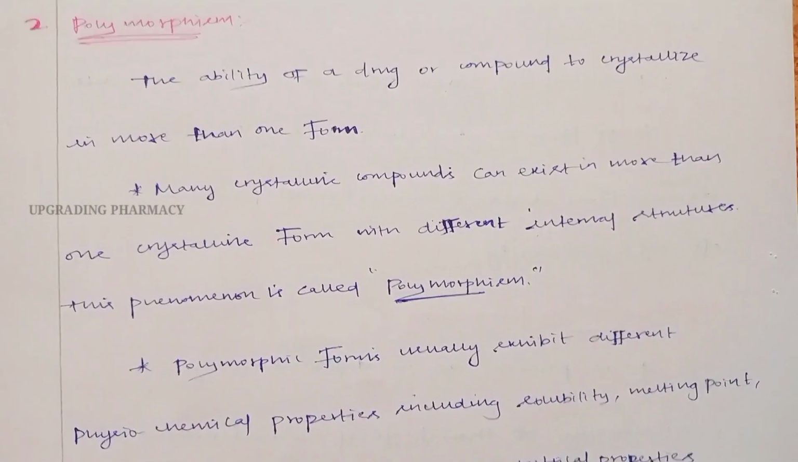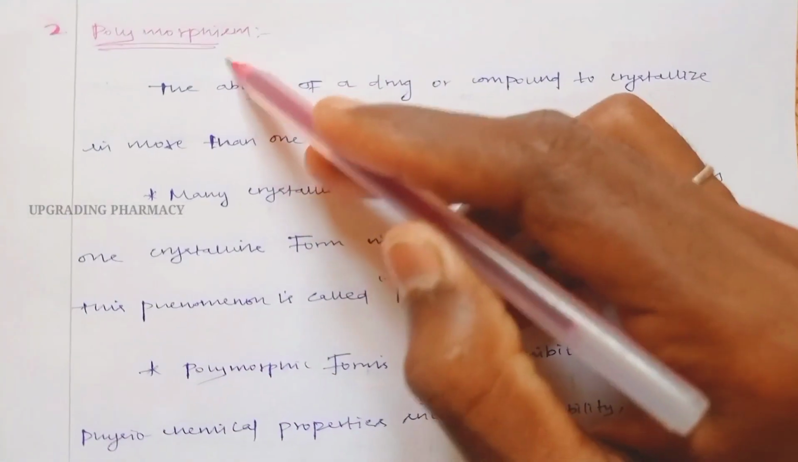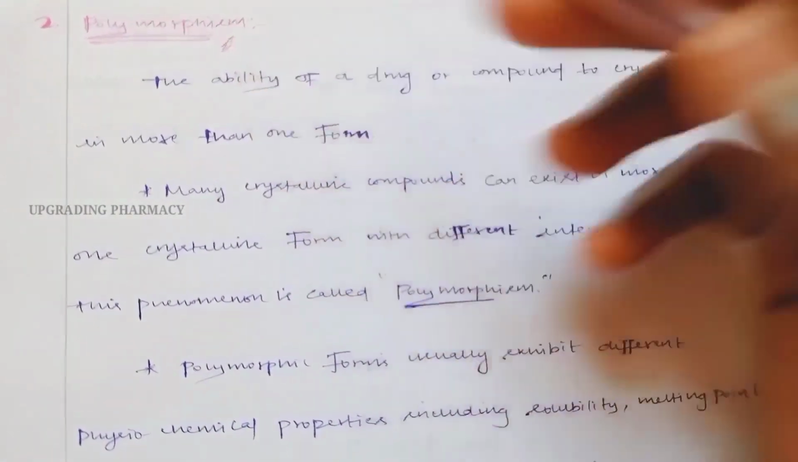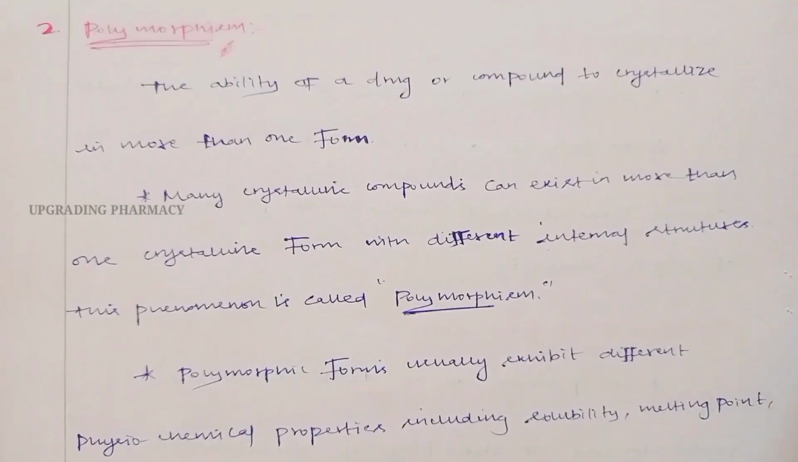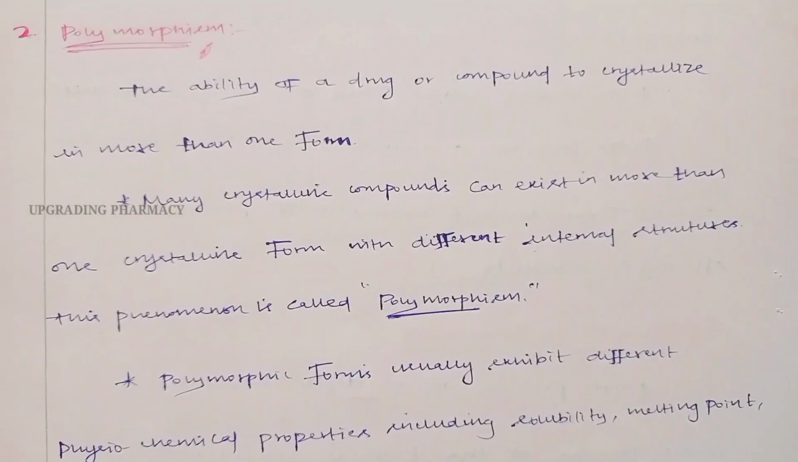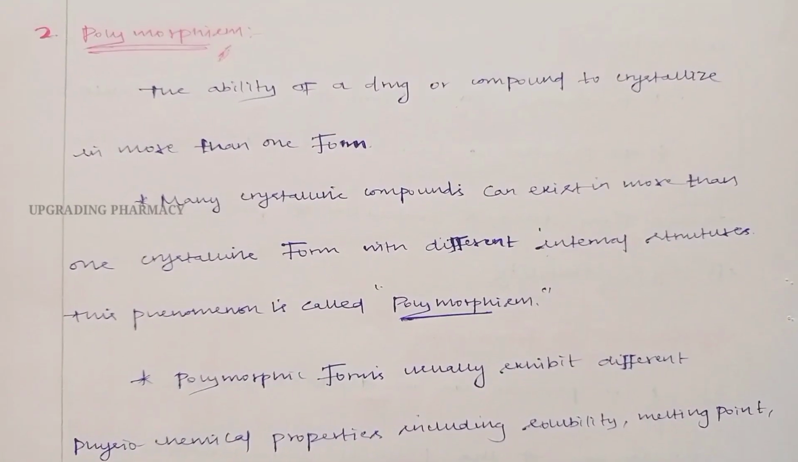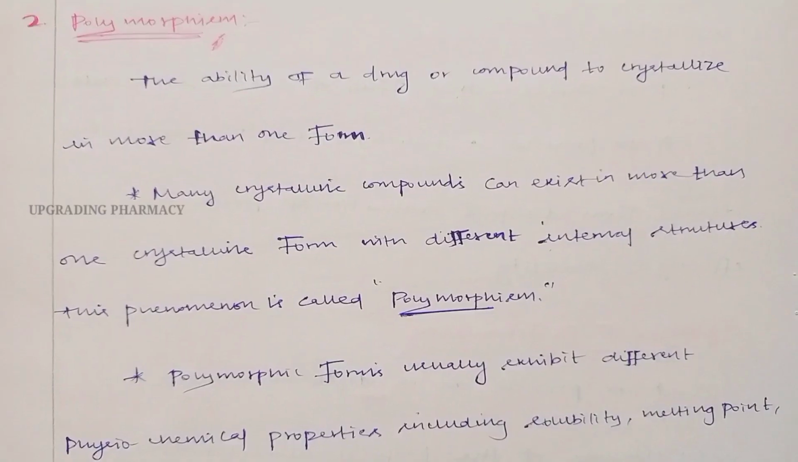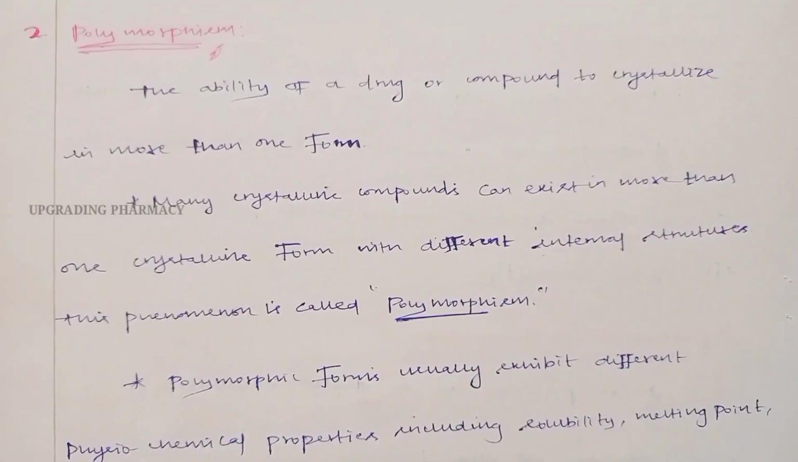So today we are going to discuss what polymorphism is, what the examples of polymorphism are, the types of polymorphism, its significance and its application in the pharmaceutical industry. Okay, so let's enter into the video.